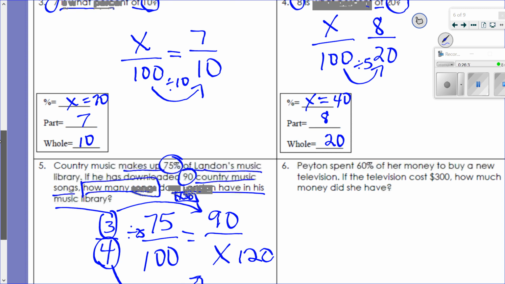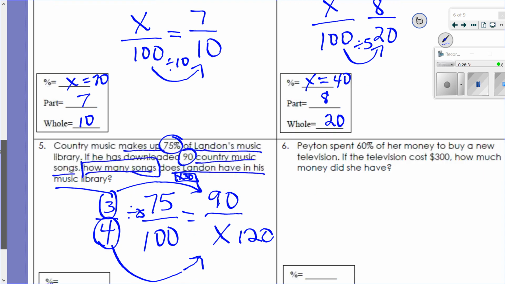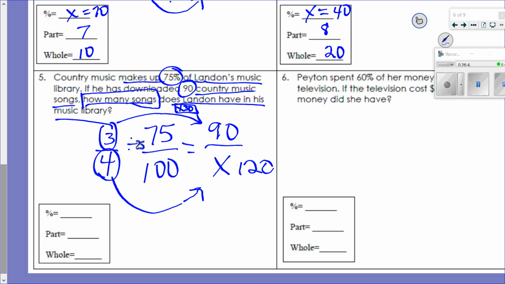Wait, how did you get 120? 4 times 3 is 12, and then 40 times 30 divided by 30. Right. So we went 3 times 30 is 90. 4 times 30 is 120.